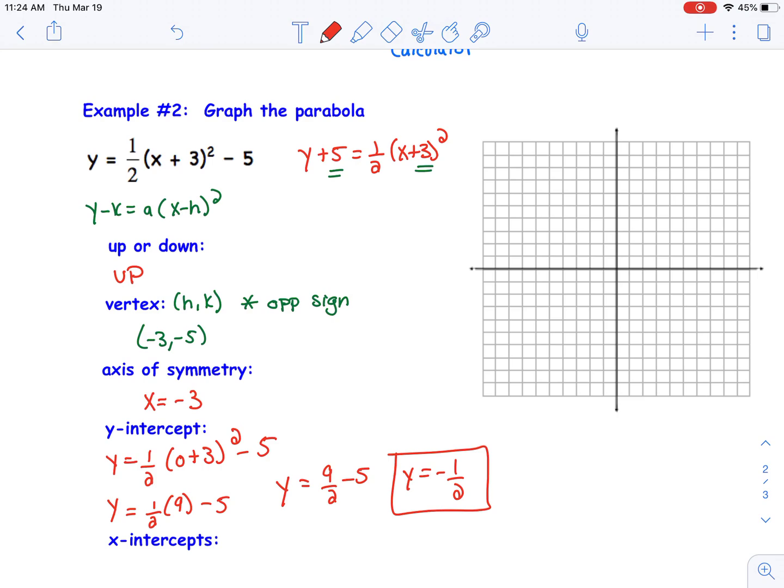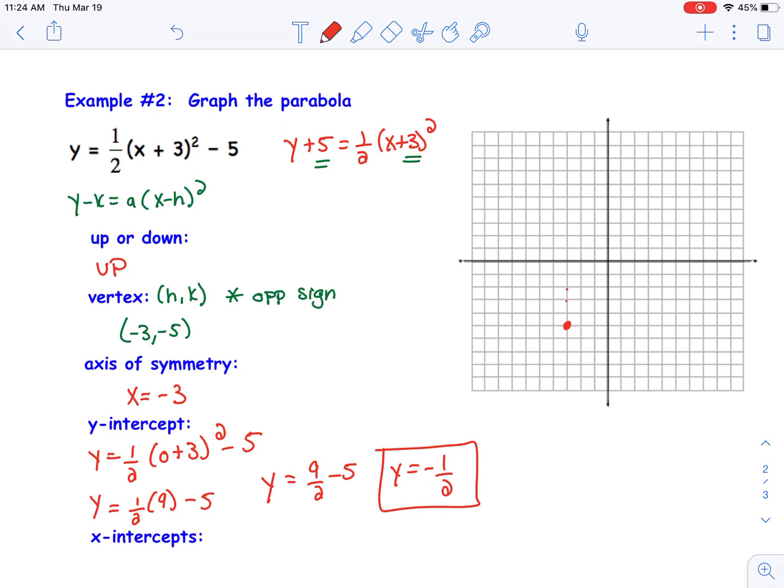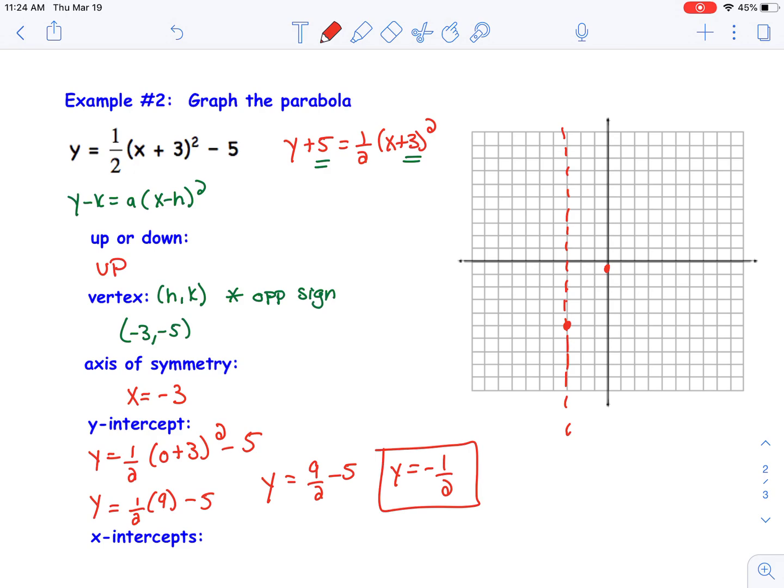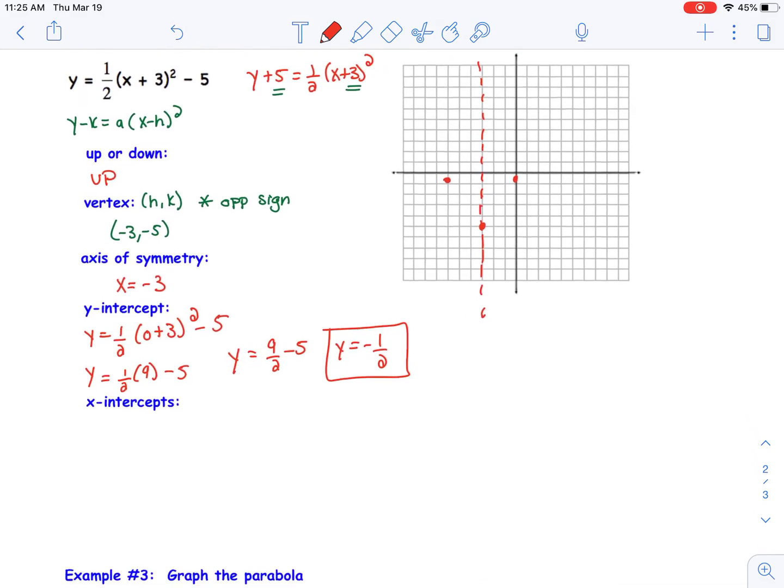So my vertex is at (-3, -5). My axis of symmetry is at x equals -3. My y-intercept is at -1/2, and I can reflect that over. So it looks like my parabola will go up, and so I'll have x-intercepts, so I need to go ahead and solve for the x-intercepts.